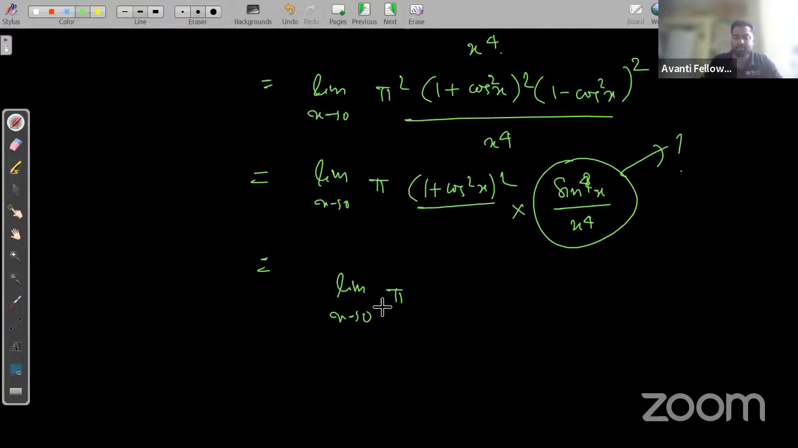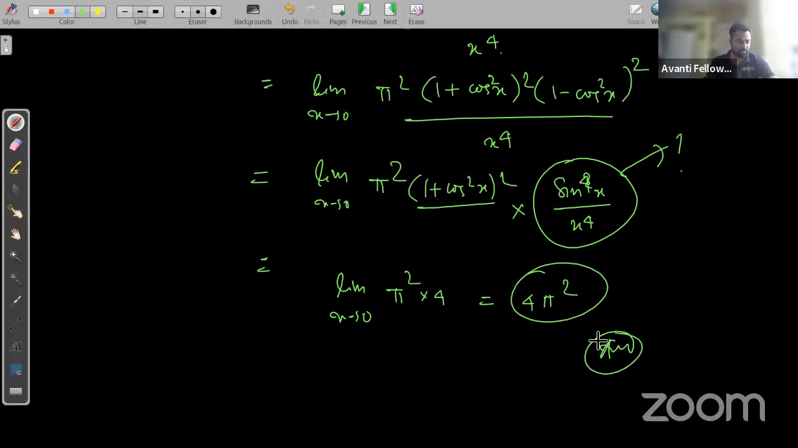So this becomes limit 1. So pi cos 0 is 1. So 1 plus 1, that 2 square is 4. So the answer is 4 pi square. 4 pi square is the answer. Clear? The answer is 4 pi square.